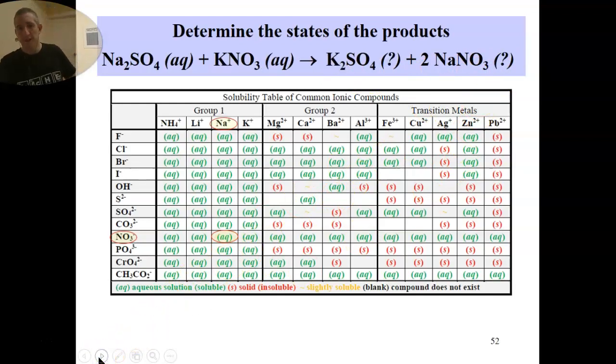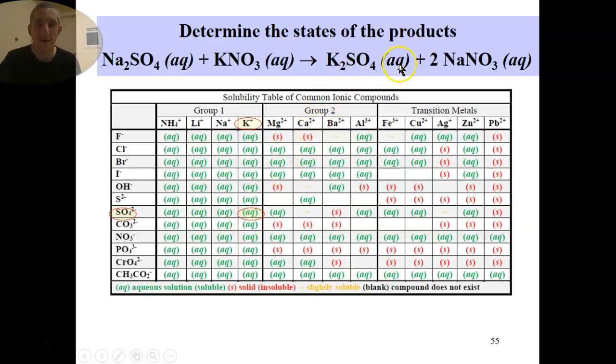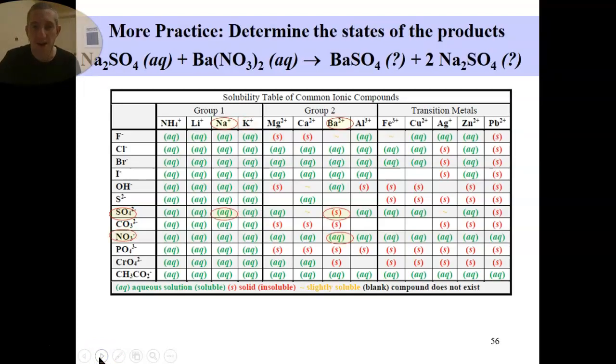Let's try another one. Okay, so we have sodium and nitrate. Sodium and nitrate is aqueous. So let's change that question mark. And now let's try potassium and sulfates. So let's track them down. Here's the potassium. Here's the sulfate. They meet here, AQ. AQ means aqueous. And so that question mark is aqueous. Now, 2 aqueous is going to be something in a moment, but for now we just have 2 aqueous.